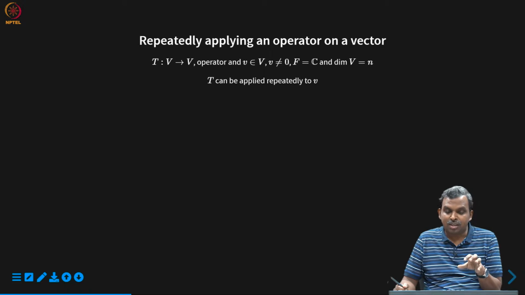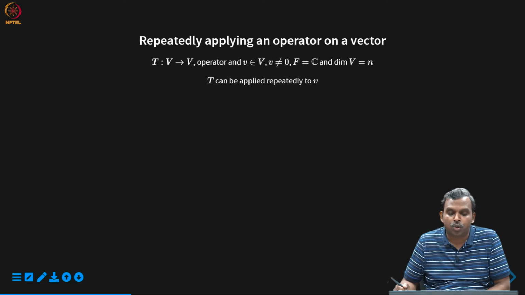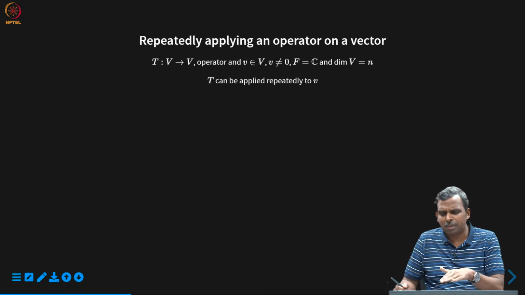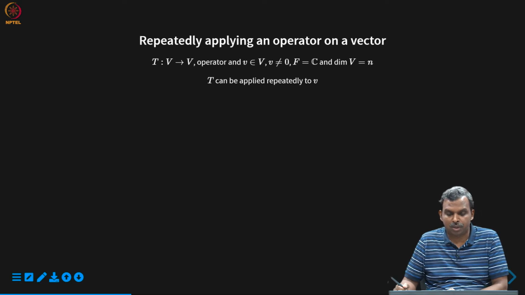And in fact, eigenvalues and eigenvectors show up naturally when the operator is applied repeatedly to a non-zero vector. Let me show you how this happens. T can be applied repeatedly to v, and for this purpose we will restrict the field to be complex, because the roots all exist in the complex field, so it's easy for me to restrict to the complex field.